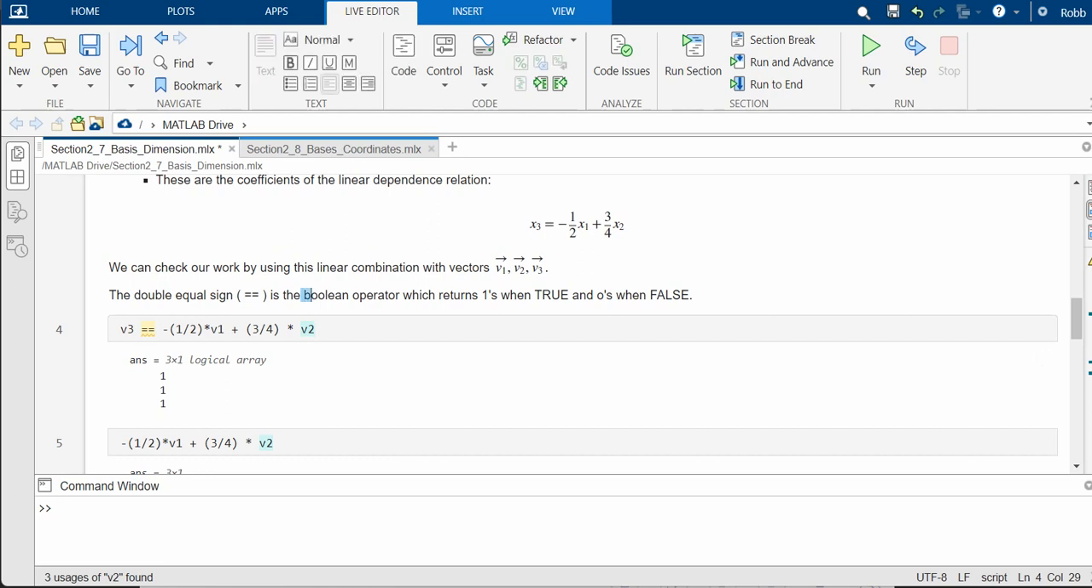And it says logical array. Why? Because it is a Boolean operator. It's either true or false. And the ones mean that it's all true. If we'd had a 1 and 2 zeros, that means that parts were true, but parts were not. But we got all ones, which means everything is true.